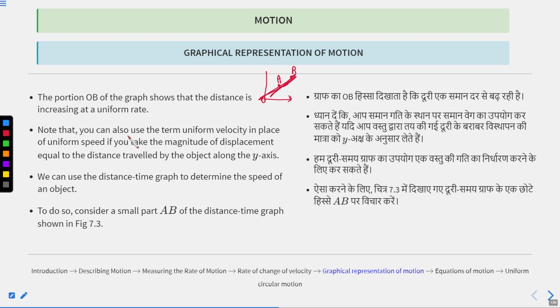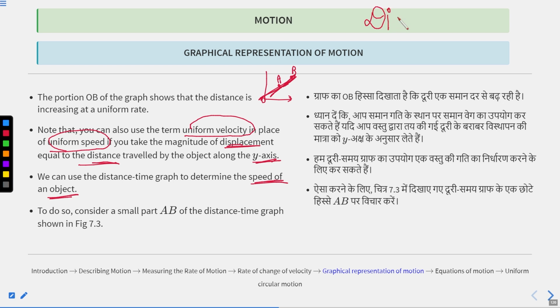Note that you can also use the term uniform velocity in place of uniform speed if you take the magnitude of displacement equal to the distance traveled along the y-axis. So you can use the term uniform velocity instead of uniform speed if the object does not change its direction and you are considering the case where distance is equal to displacement. We can use the distance-time graph to determine the speed of an object.